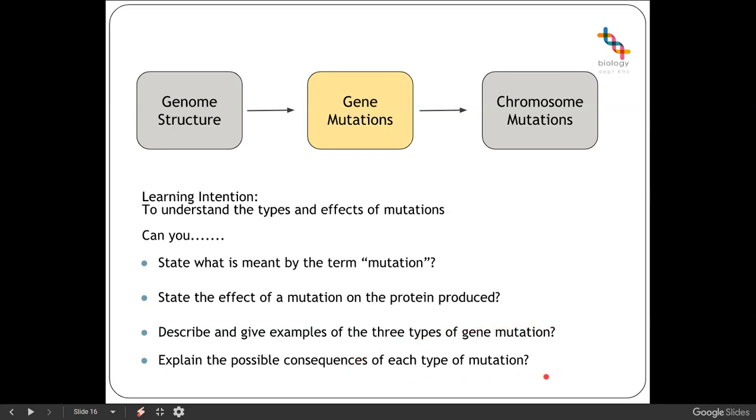The consequences of each type of mutation: if it's a substitution mutation, it might be silent, so the amino acid stays the same. It might be a missense, where the amino acid is swapped for a different one. Or it might be nonsense, where we wind up with a stop codon instead of the correct amino acid. The consequences of insertion and deletion mutations are that we have frame shifts, so every amino acid after the insertion or the deletion of the nucleotide results in a change to the rest of the amino acids following on from that.